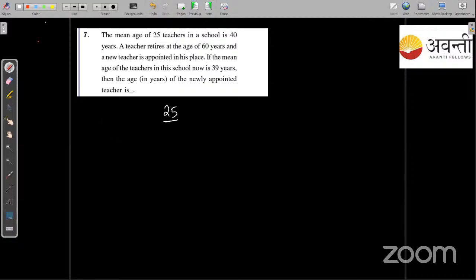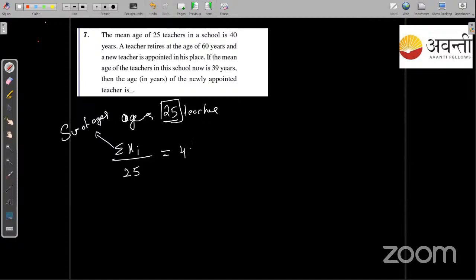The age is talking about these 25 teachers, right? So obviously, mean means what? Sum of everything by the number, right? So sigma x divided by total n, which is how much? 25, is equal to the sum of the ages, guys. This is sigma x, the sum of the ages, is equal to 40, right? So that implies the sum of the ages of all 25 teachers is 1000. I can say 25 into 40 is 1000. So this is what we got. Just keep it aside.